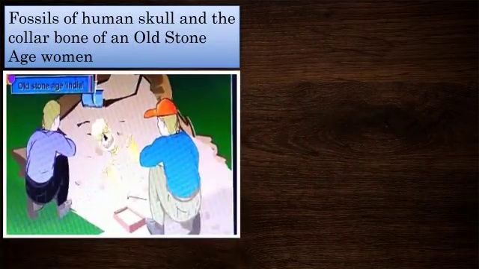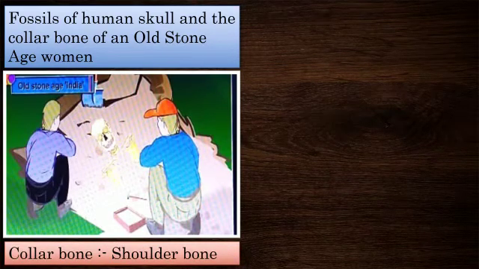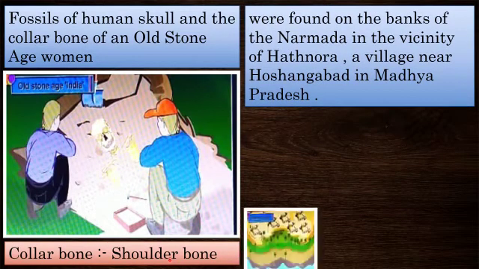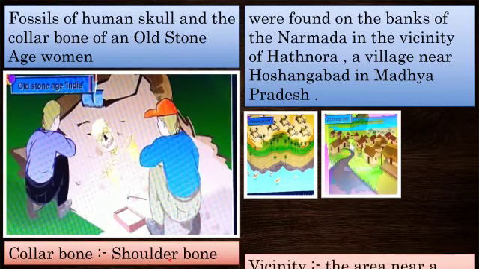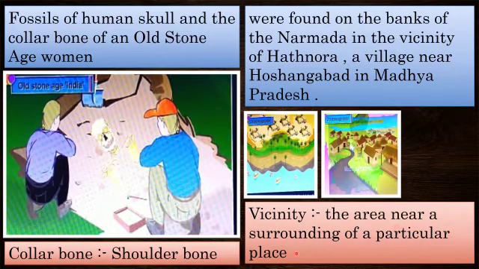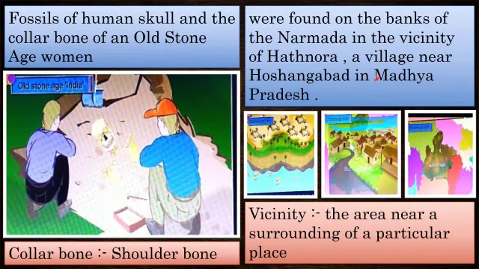Fossils of a human skull and collarbone. Collarbone is the shoulder bone. As you can see in this picture, children, fossils or the remains of a human skull and the collarbone, that is the shoulder bone, were found of an Old Stone Age woman on the banks of the Narmada in the vicinity. Vicinity means the area near or surrounding a particular place, and that place was called Hatnora, and it was a village near Hoshangabad in Madhya Pradesh. As you can see in this picture, Madhya Pradesh.